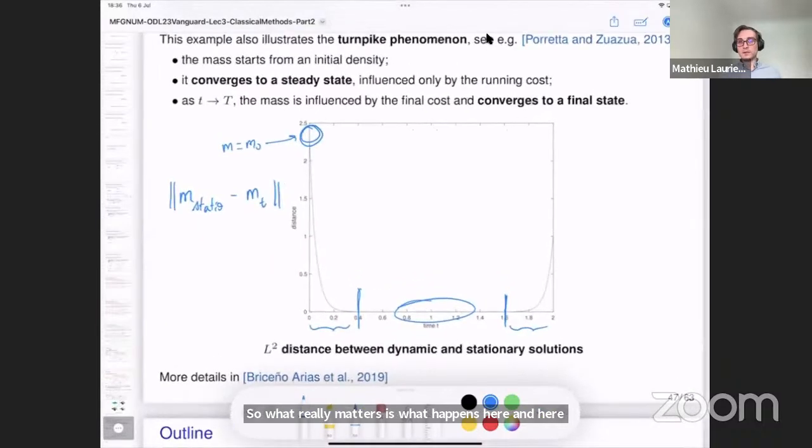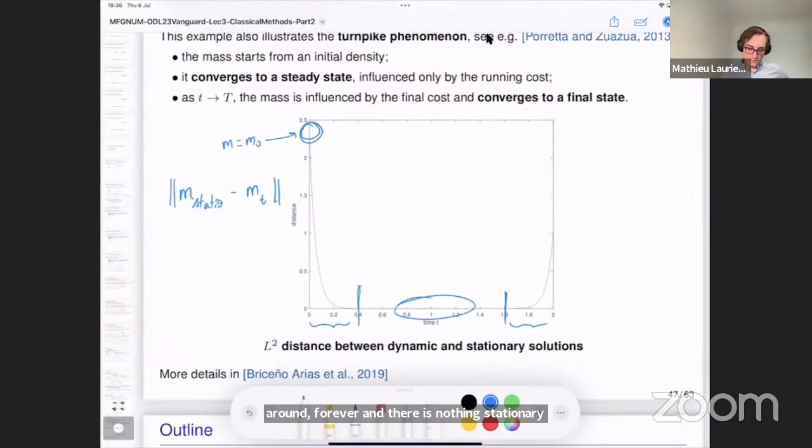So this turnpike phenomenon is an interesting feature. I think it happens in quite a few situations, but it's not a general phenomenon. There are meaningful games for which it's not true. There is no turnpike phenomenon, and the solution just keeps evolving. For example, you could have some oscillatory behavior where the mass keeps moving around forever, and there is nothing stationary. So it's not a general phenomenon.